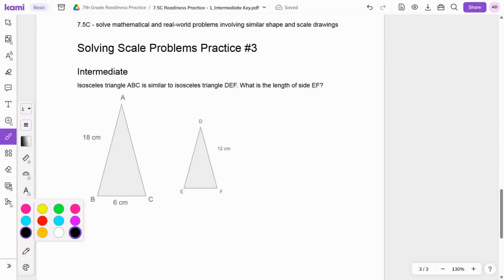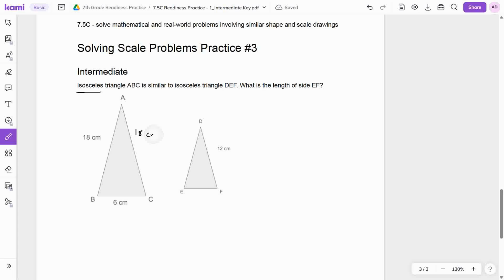And then for our third one, we actually have 2 triangles here, and they're both isosceles. That's going to be very important. That's isosceles, which means I've got 2 legs that are of equal length. So I can say line segment AB is 18 centimeters, and line segment AC is 18 centimeters. Same thing, I can say DF on the smaller triangle is 12, and DE is also 12 centimeters. The question is, what is the length of EF?